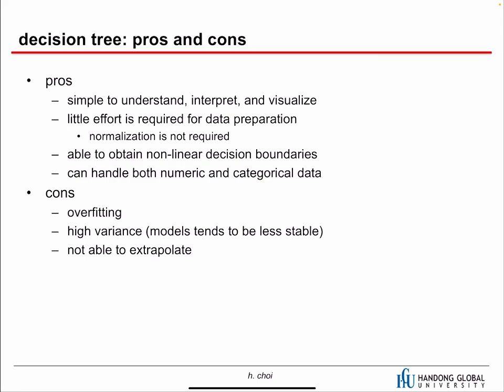And we have pros and cons in this tree, and the pros include these things, and it's simple to understand, interpret and visualize. There's a lot of benefit, and little effort is required for data preprocessing. That is a good thing too. We don't have to normalize. Okay, so the first feature goes from 0 to 1.0, and the second feature goes from 0 to 1,000.